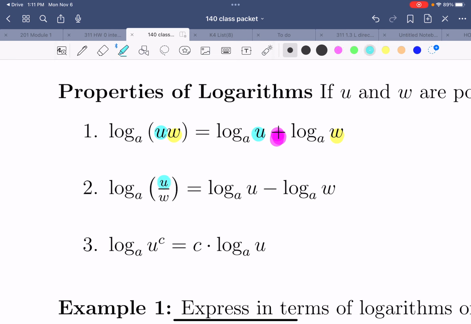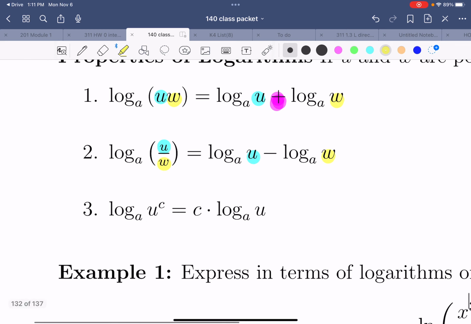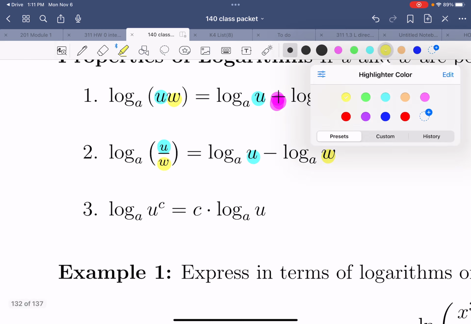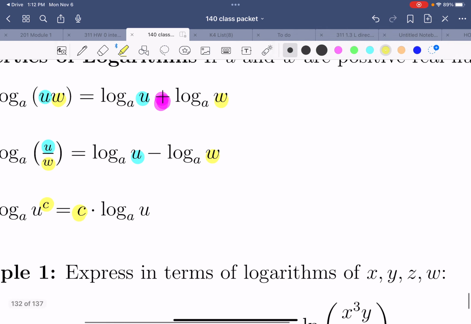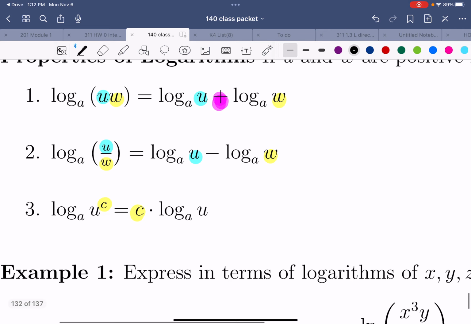Similarly with division, when you are dividing two things, you can split that up as well. Each one gets its own logarithm. The thing on the top is positive. The term that's on the bottom is negative. And then the last one, when you have a power, that power can come down in front as a multiplier. And this one seems a little bit odd, but is actually related directly to that first one.